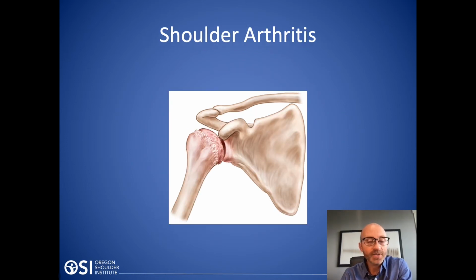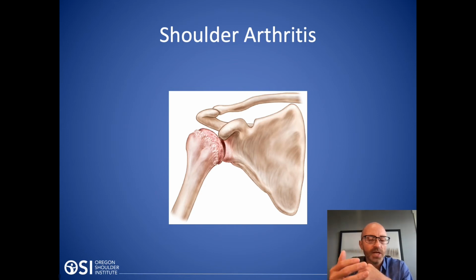Now with arthritis, what happens is we have the cartilage that is the top of the ball and on the lining of the socket side. And as arthritis happens, that lining or padding wears away. So you get joint space loss, so the space between the two bones becomes smaller. That can lead to pain. It also leads to stiffness. As that arthritis progresses, the muscles around and the capsule around the shoulder get very tight.